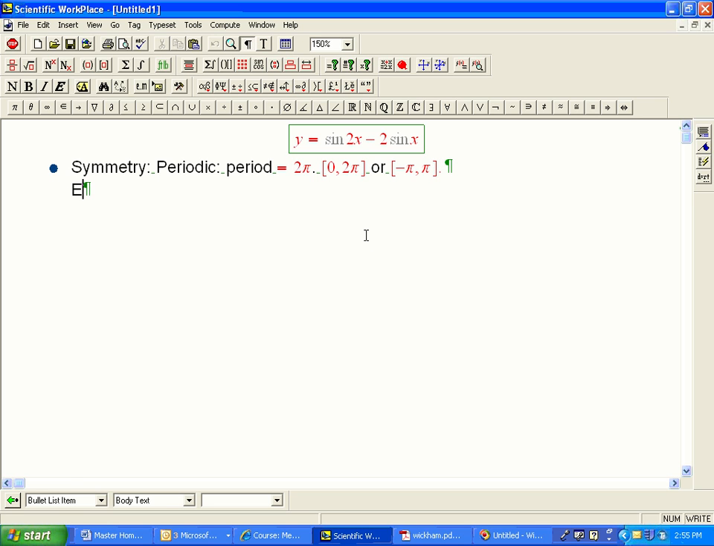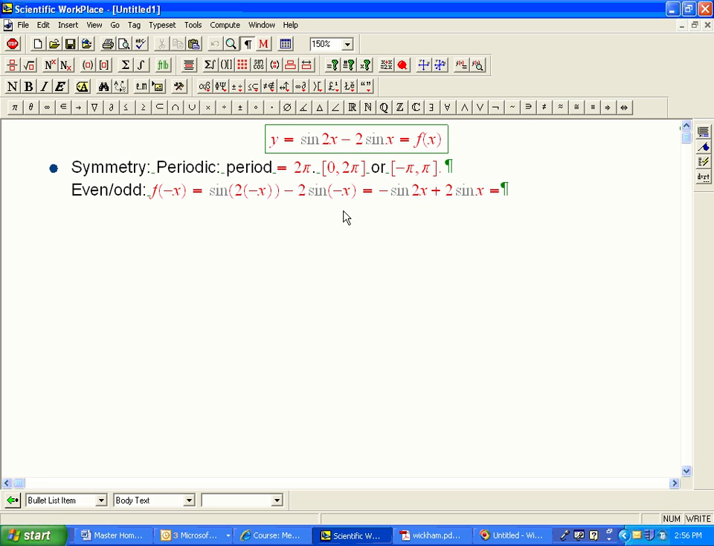What about even or odd? The way you test that is you take f of minus x. So this right-hand side, of course, is f of x. And you always just plug in minus x, and you see what happens. So we put a minus x in there. Okay, and now what do we know about the sine function? The sine function is odd, so that minus sign pops out. And the minus sign, of course, goes through the 2 and pops out of there as well. So that's minus sine 2x plus 2 sine x.